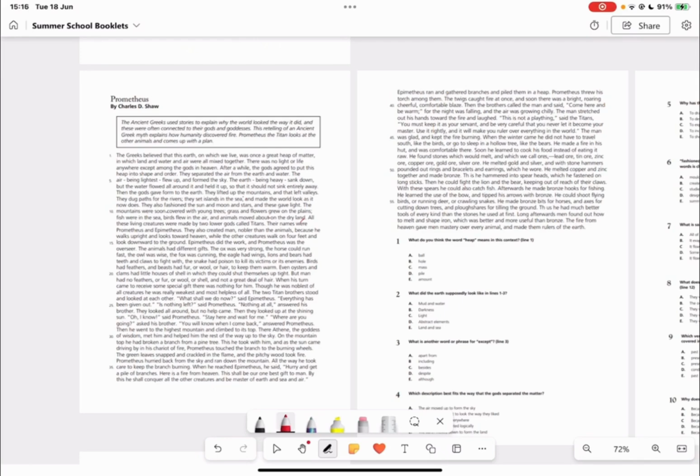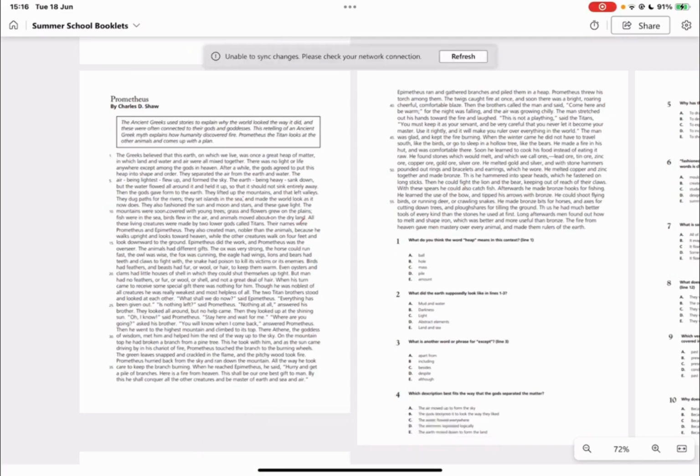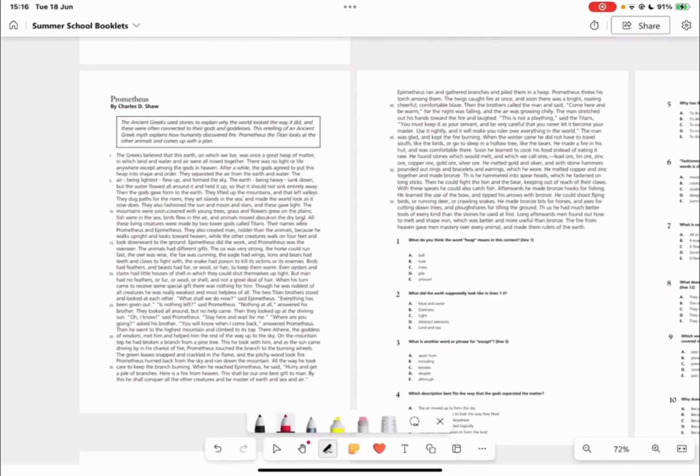Epimetheus did the work, and Prometheus was the overseer. The animals had different gifts. The ox was strong, the horse could run fast, the owl was wise, the fox was cunning, the eagle had wings. Lions and bears had teeth and claws to fight with. The snake had poison to kill its victims or its enemies. Birds had feathers and beasts had fur or wool or hair to keep them warm. Even oysters and clams had little houses of shell in which they could shut themselves up tight.